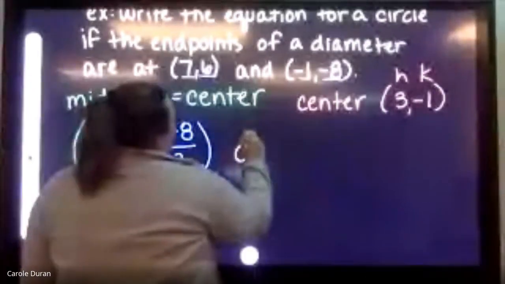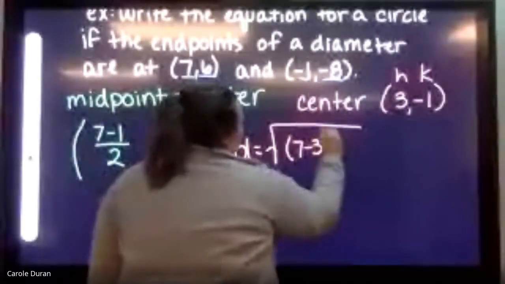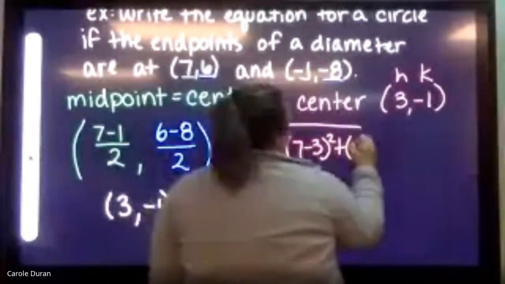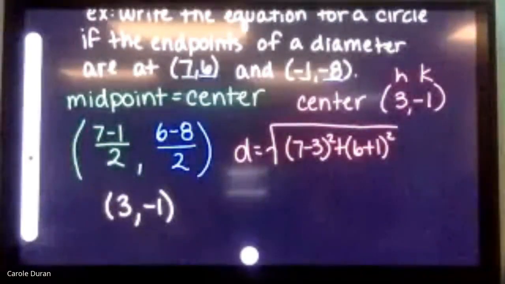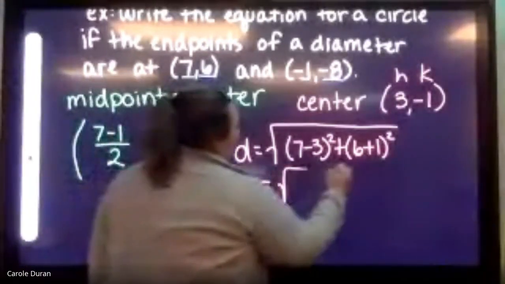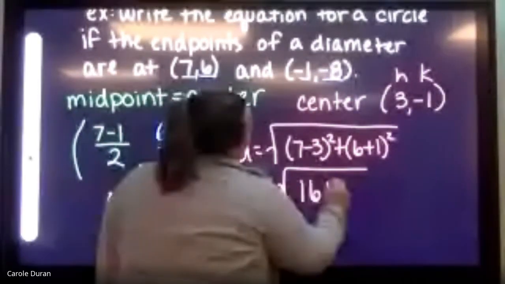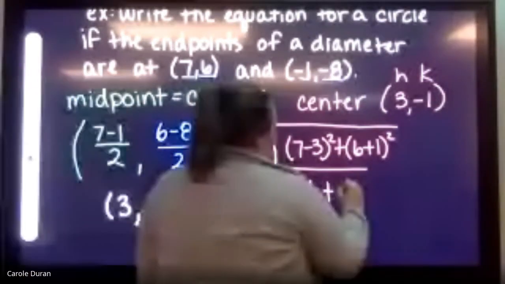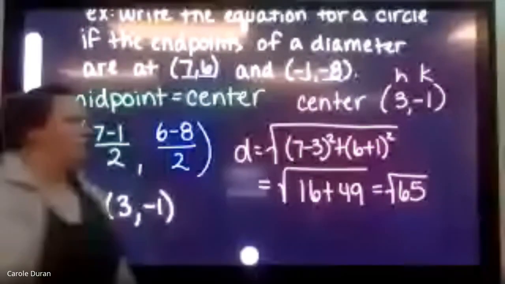So that radius is going to be my distance formula. I'm going to use 7, 6. So I'm going to have 7 minus 3 squared plus 6 minus a -1 squared. Again, we do the distance between one of the outside points and the center point, not with the 2 diameter points, okay? I go ahead and I simplify this out. 7 minus 3 is 4. 4 squared is 16. 6 minus a -1 is 7. 7 squared is 49. And I should get 65. Or square root of 65, yes.